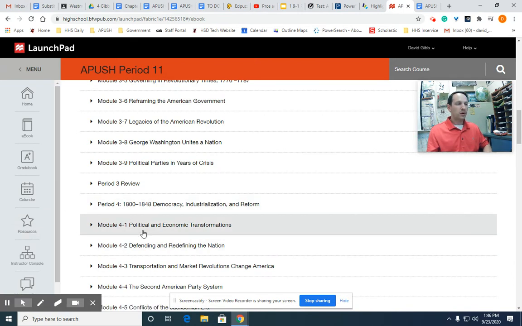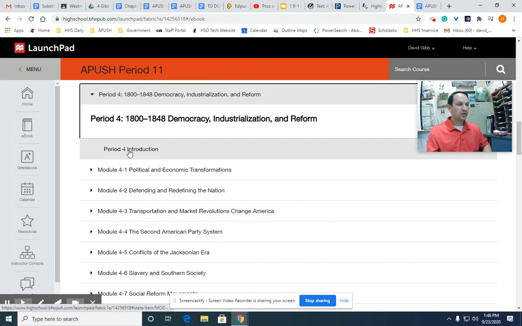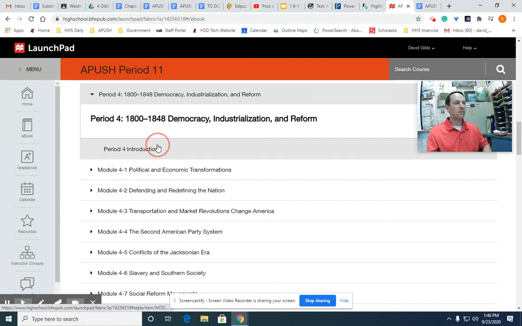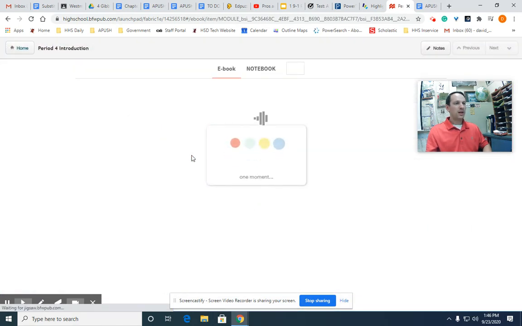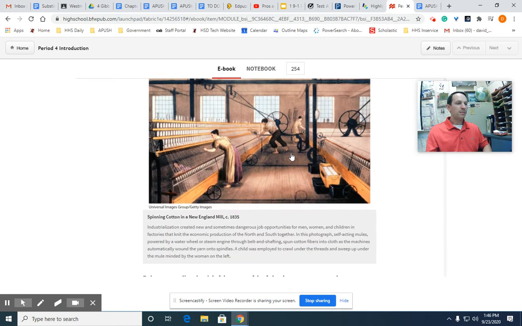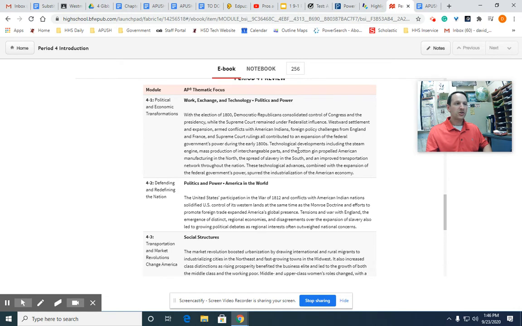So in your textbook, I'm just going to go on the online textbook here just to show you where we are. If you go to Period 4 and the introduction, it says Period 4, 1800 to 1848: democracy, industrialization, and reform. This is on page 254 of your textbook, but we're getting into a time period of huge change and innovation.